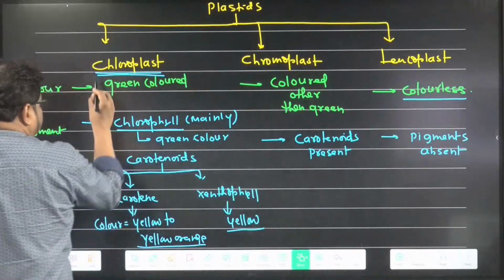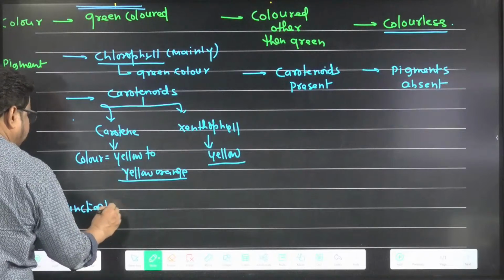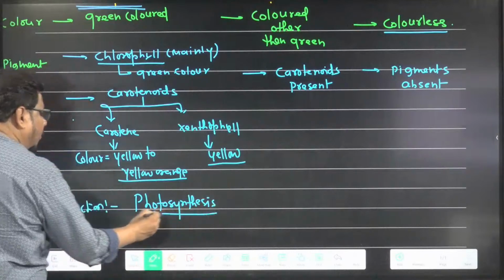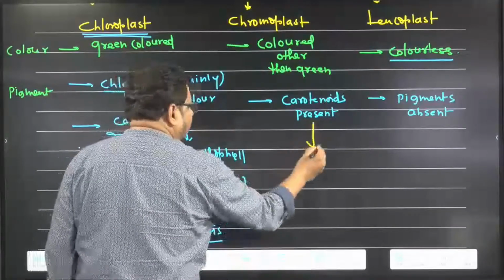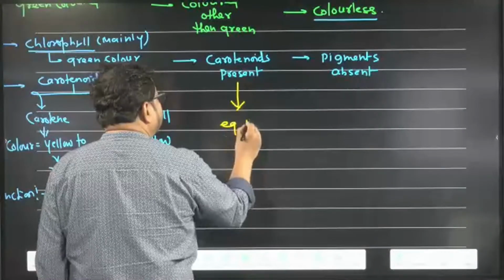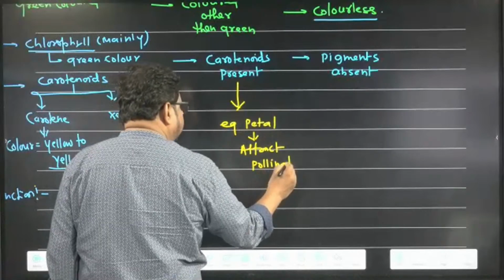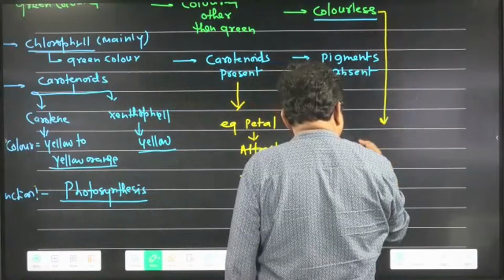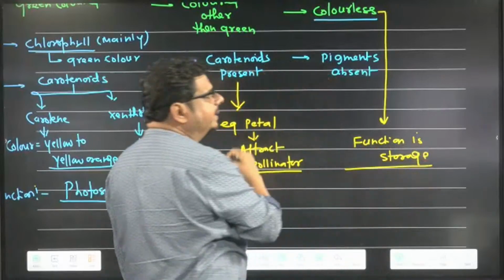Right, so wherever chloroplast is there, what is the major function it serves? Wherever chloroplast is there, they perform the function of photosynthesis, because chlorophyll is behind that. Chromoplast is there. They will serve the function of, for example, being present in petals. So what happens? They attract pollinators. And wherever colorless plastid is there, its function is storage. So different plastids serve different functions.